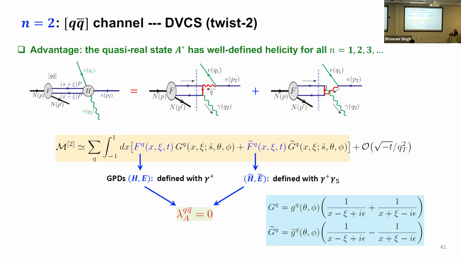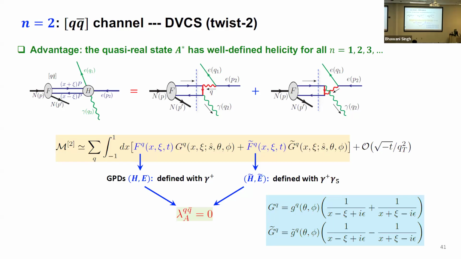They are convoluted in the particle momentum fraction x, and x is integrated from -1 to 1. And the difference between this and the DRS is that we have two GPDs that contribute at the same time, the unpolarized GPD and the polarized GPD. The first one is defined with the projector gamma plus, the other one is with gamma plus gamma 5, and they both survive. And they survive because we are treating this at amplitude level.